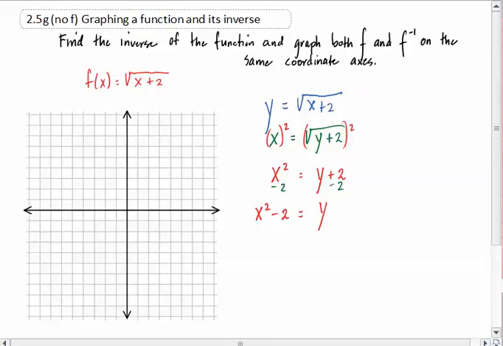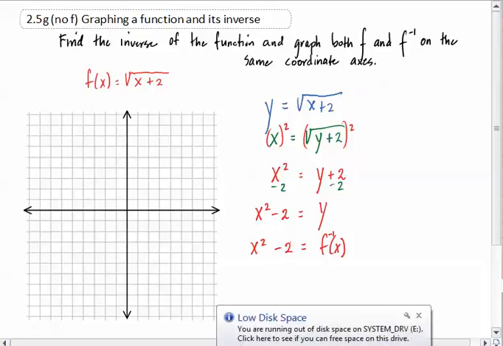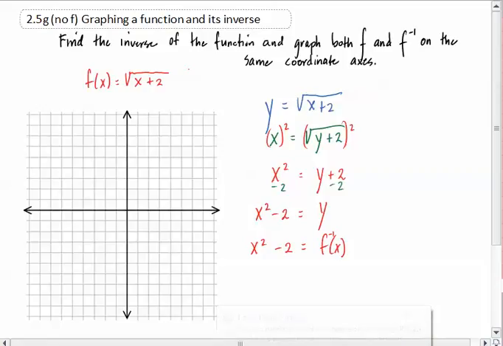Now the last step in finding an inverse is to replace the y with the inverse representation, because we've found the inverse and we need to note that it is the inverse function. It is indeed a function, and because this was invertible, it was one to one. So that means that the inverse is also going to be a function.